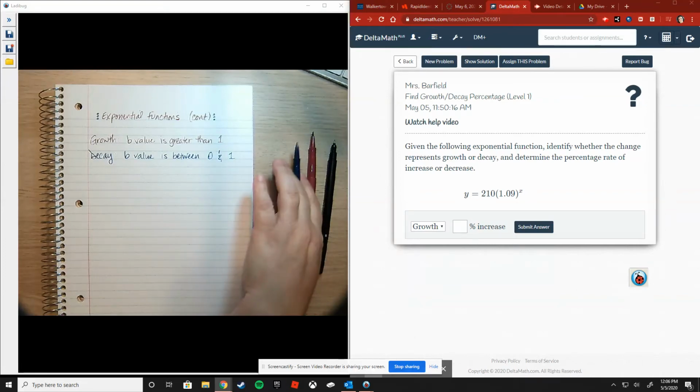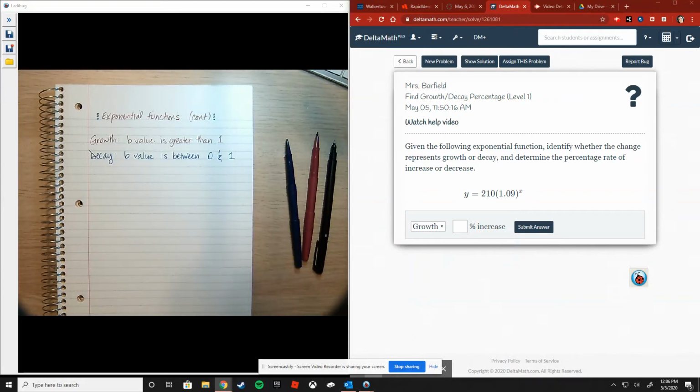All right, you guys. So we are going to continue looking at exponential functions. Yesterday we just wrote the exponential function, and then we evaluated it using our calculator. Now today we're just going to look at identifying a piece of the exponential function and whether or not we can determine if it represents growth or decay.